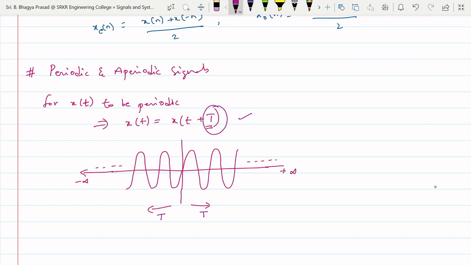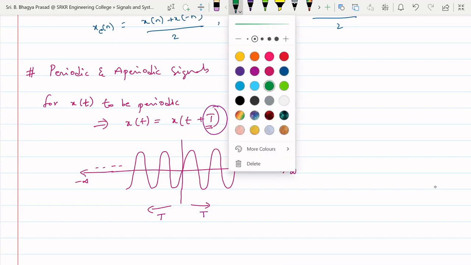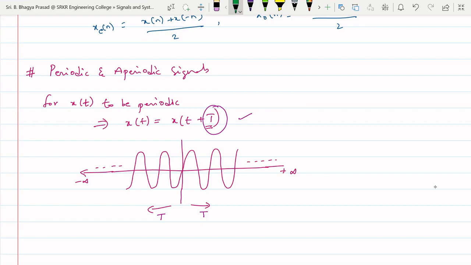Here we will discuss two points: the period of a signal and the fundamental period of a signal. So what is the period of a signal? What is the fundamental period of a signal? The fundamental period is the least value of T.